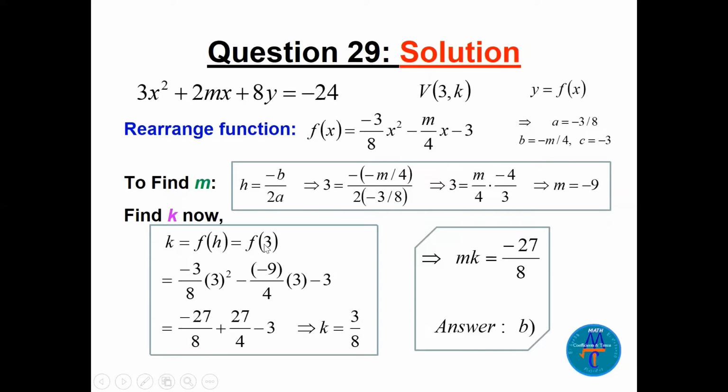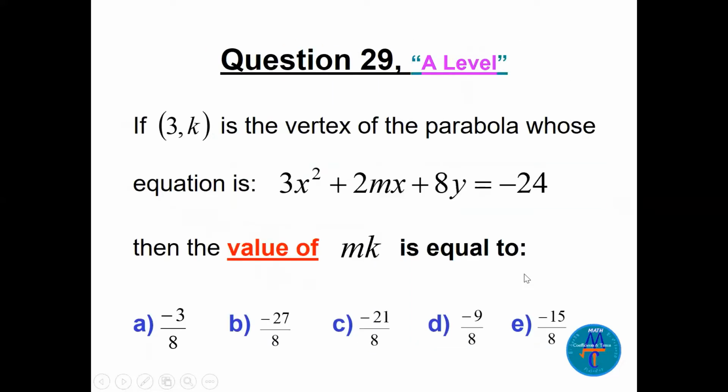So I replace 3 in the x here. I already found m is minus 9. So k will be 3 over 8. If I multiply m times k, it will be minus 27 over 8, which is the answer B.